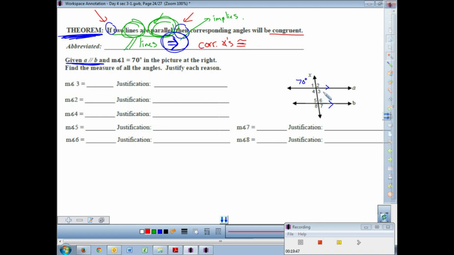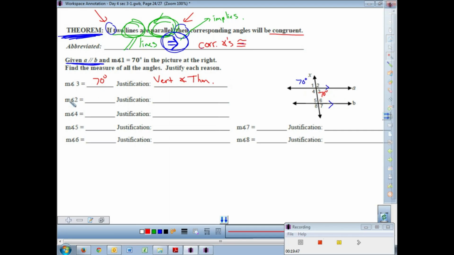Why in the world would I go to angle 3? Oh, because those are vertical angles. And I know that their measures have to be the same. So, 70 degrees. And the reason I knew that was because of the vertical angle theorem. And we can abbreviate just like we've done in the past chapters. That's how I knew that.